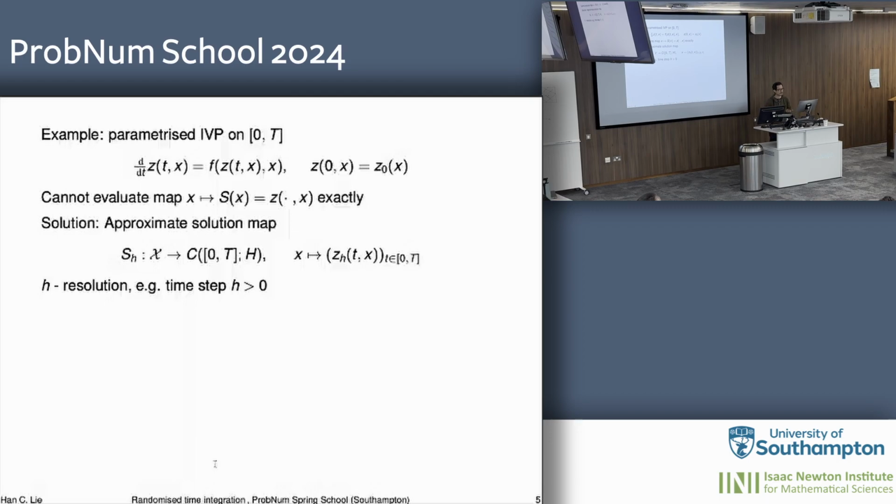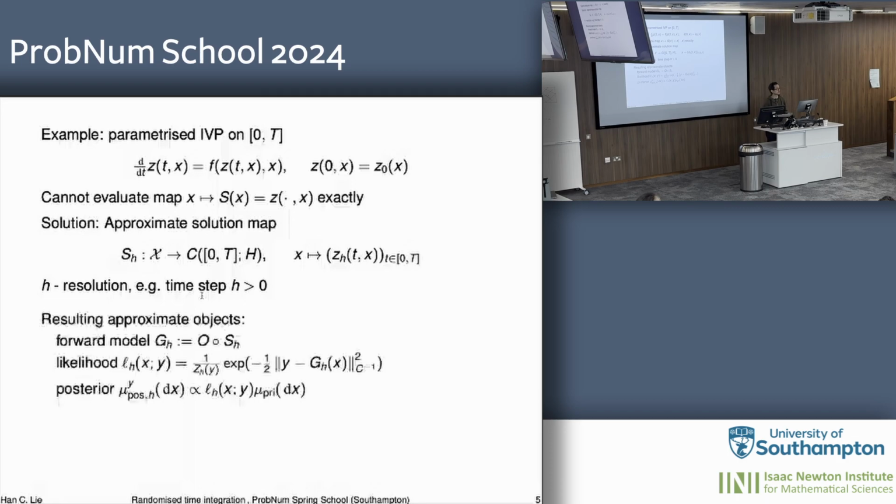So again, let's go back to the example of a parameterized IVP. We can't solve this ODE exactly. So we resort to an approximate solution map, S subscript h, which does exactly the same thing, except that it depends on a resolution or a mesh grid or a time step, which I'll denote by h. And this is always going to be positive. We would like it to be 0, because that would say we have access to the true solution map, but we never do.